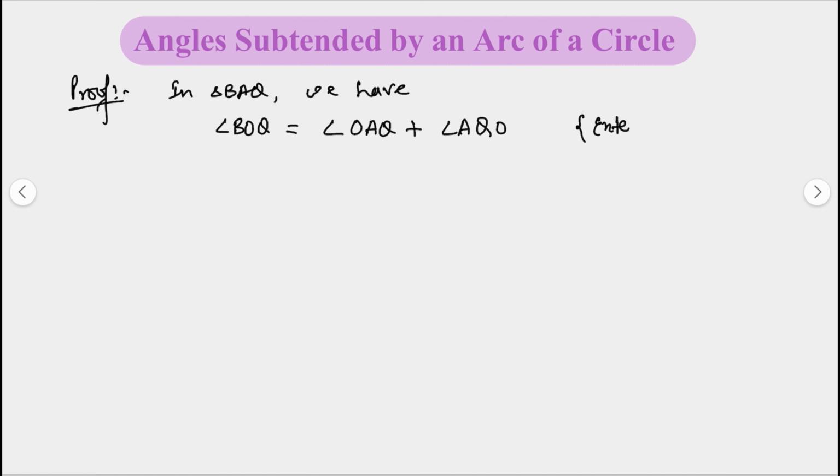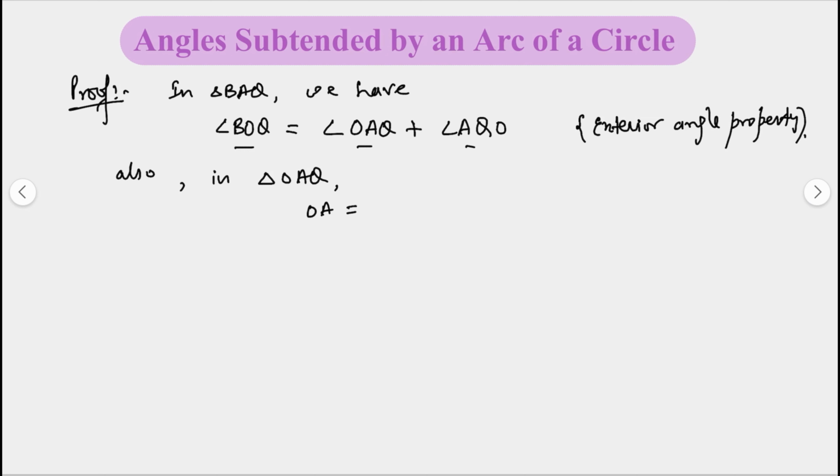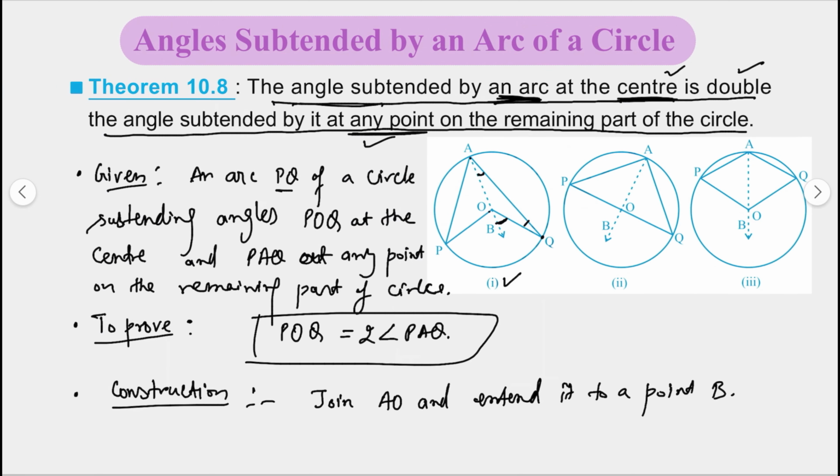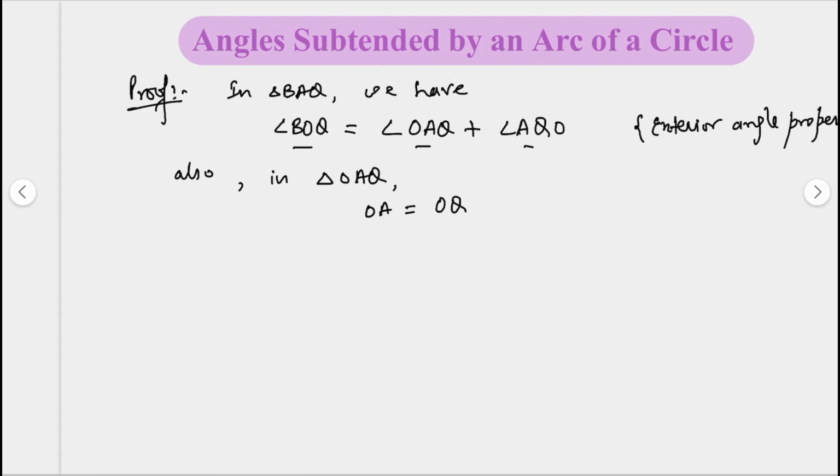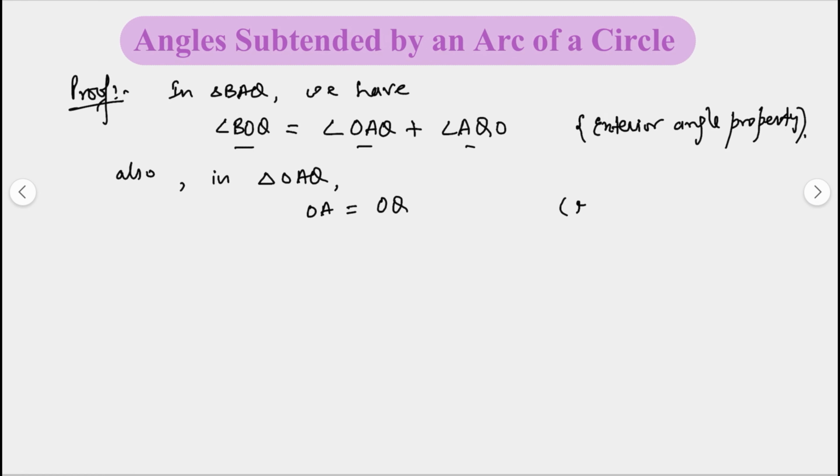This is by the exterior angle property of a triangle. By that property, the exterior angle will be equal to the sum of the interior opposite angles. Then, in triangle OAQ, we have OA equal to OQ. You can see this OA and OQ are equal. The reason for this is that both are radii of the same circle.